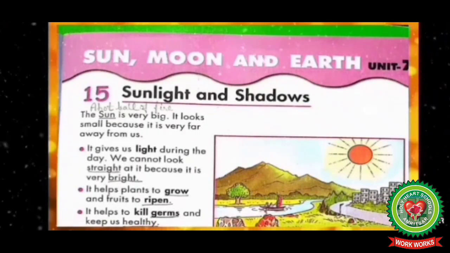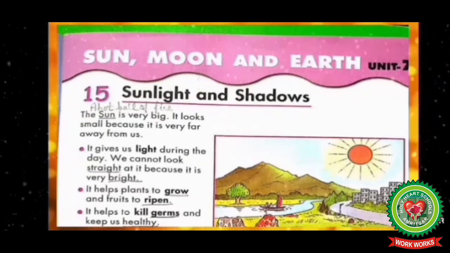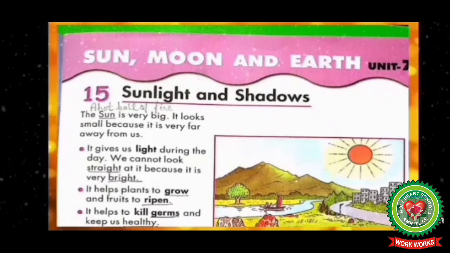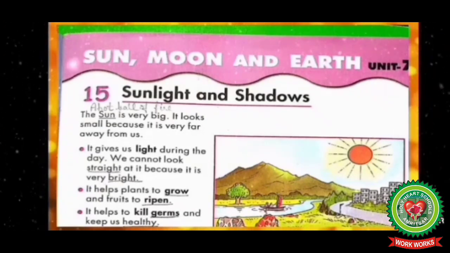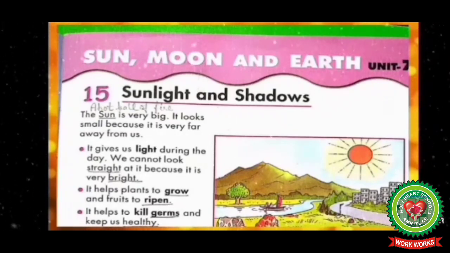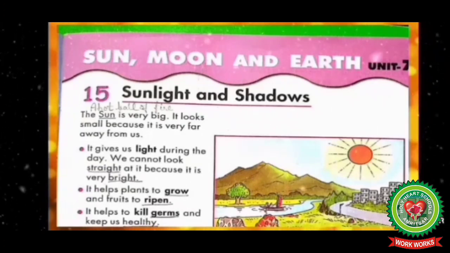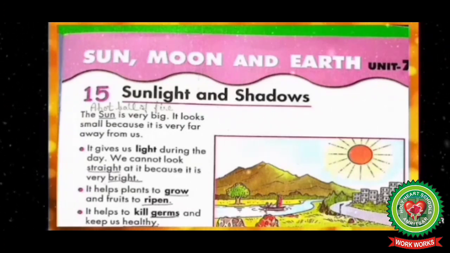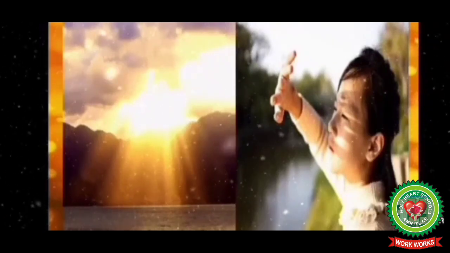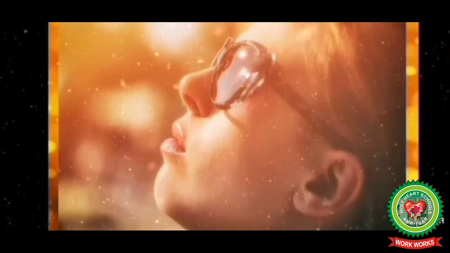Number 1. It gives us light during the day. We cannot look straight at it because it is very bright. Students, now here underline the words straight and bright. Write down their meanings. Straight means direct. Bright means shining. As the sunlight is very bright, we should not look directly at the sun as it can damage our eyes. We should wear sunglasses while going out in the sun.